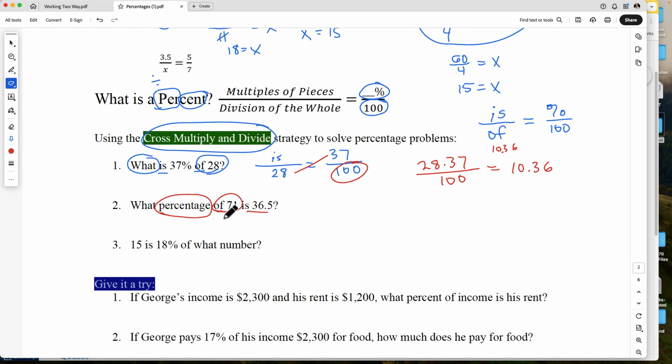71 is the whole, the of. The is 36. Now, it's not always the smallest number on top. We're going to see, because we know we could be over 100% sometimes, so we can't just always depend on it being a smaller number. But if it's less than 100, 71 is the whole, 36 is the part.